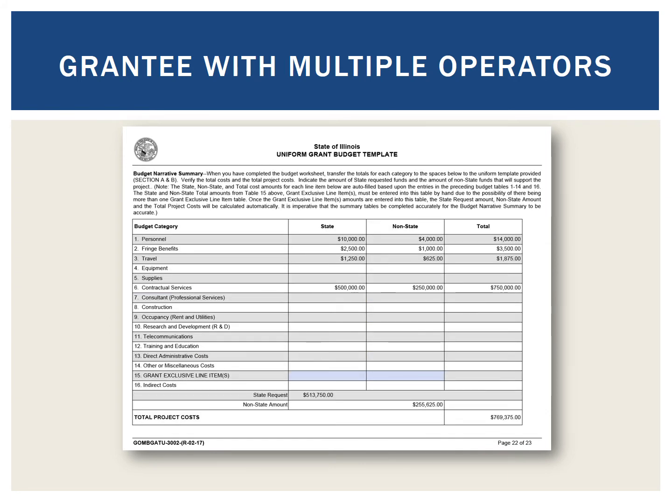The budget narrative summary page is similar to the page that can be found in the FY17 and FY18 budgets, providing a total for each of the line items as well as a total for state, non-state, and the overall amount of the budget.